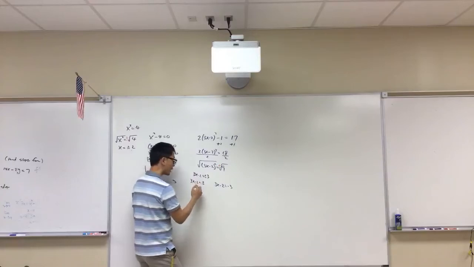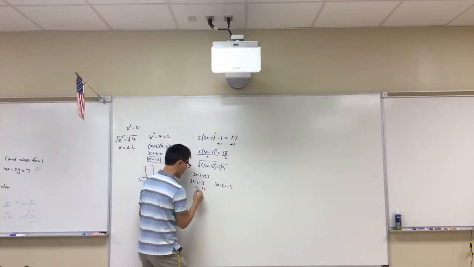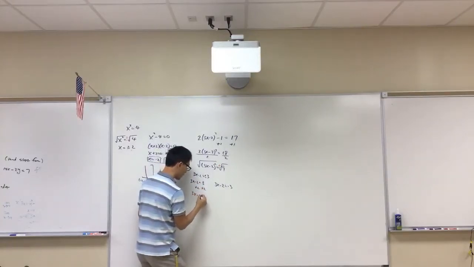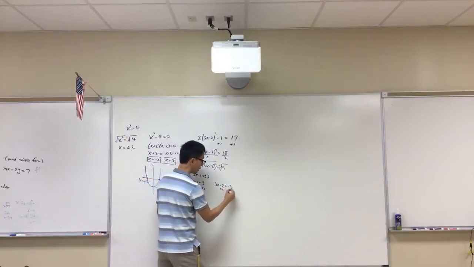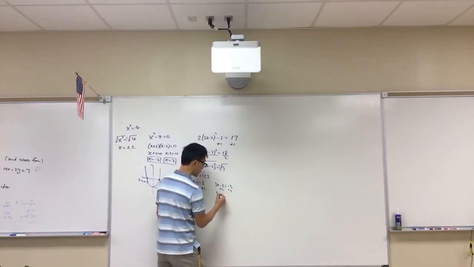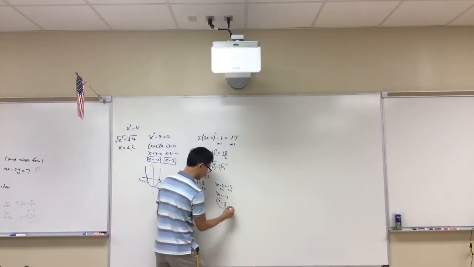So I'm gonna add 2 on both sides. So that's gonna give you 3x is equal to 5, x is equal to 5 over 3. And I'm gonna add 2 on both sides, so that's gonna be 3x equal to negative 1, x is equal to negative 1 over 3.